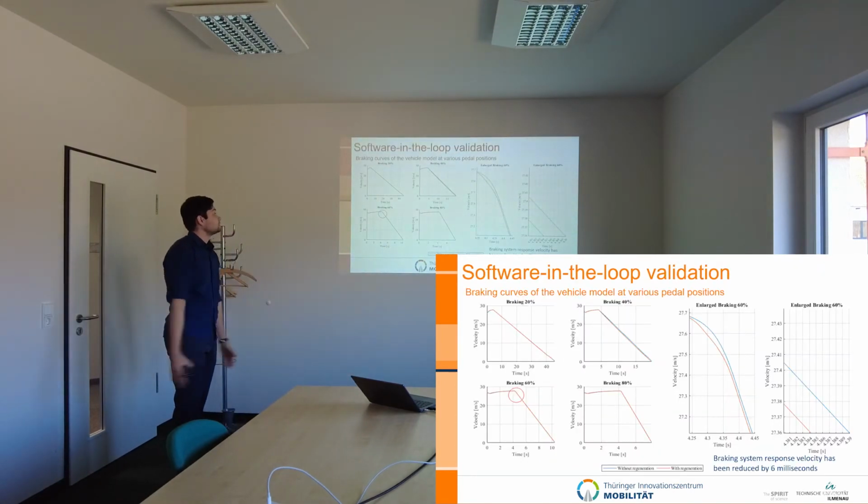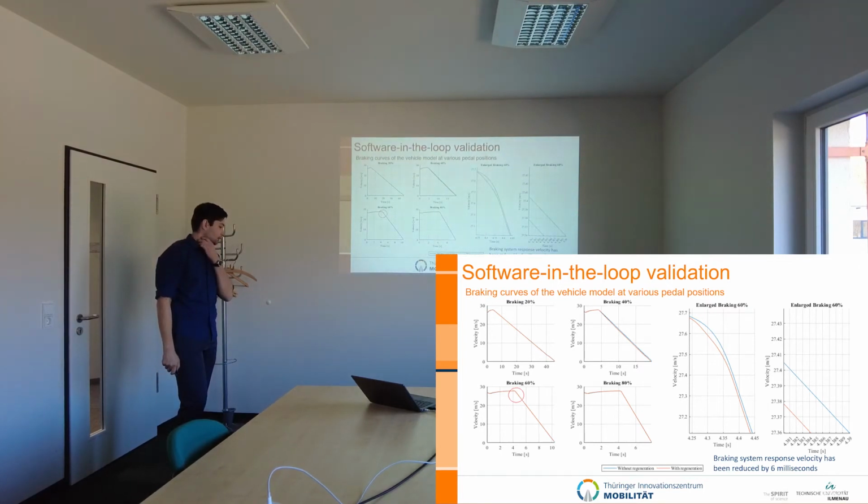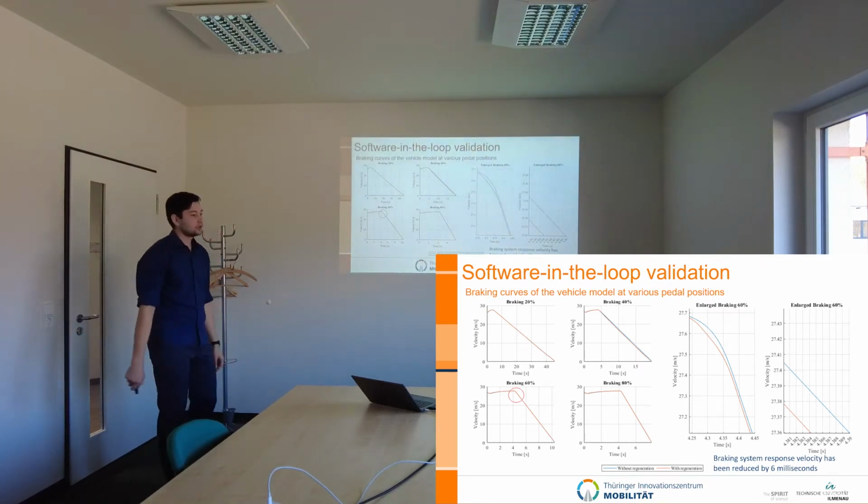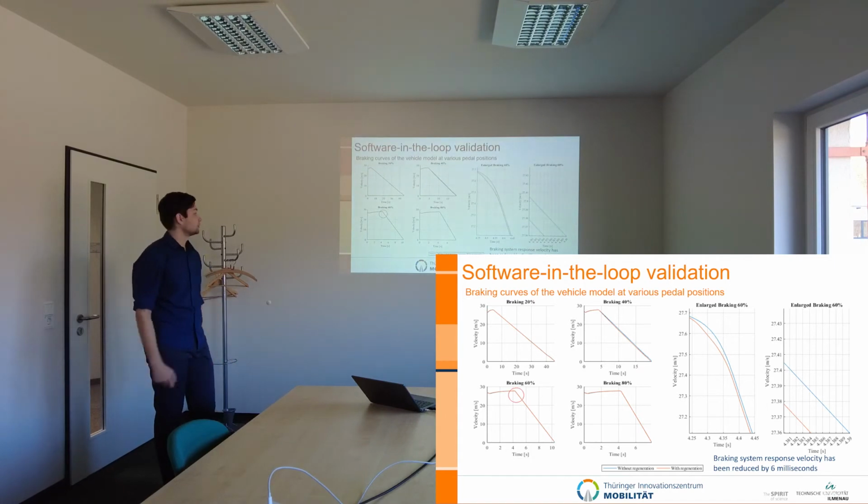Software in the loop validation was realized in IPG CarMaker, and 4 experiments were conducted with 4 different brake pedal positions. The model accelerates to 100 km/h, or 27.7 meters per second.